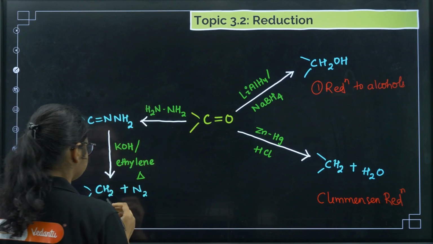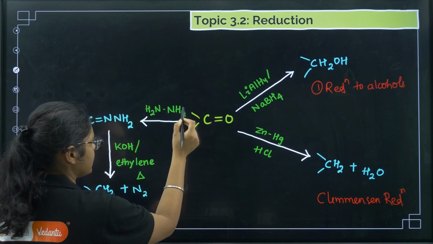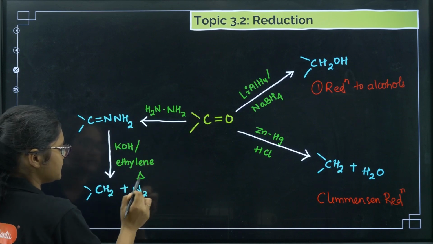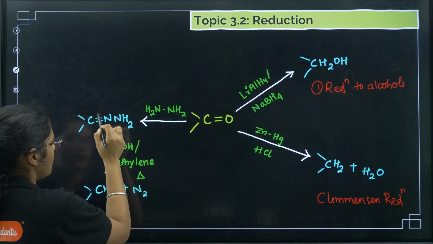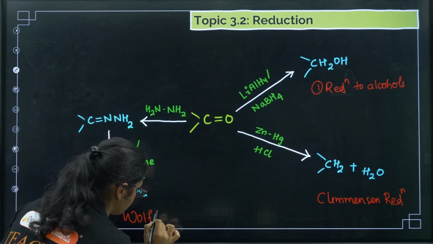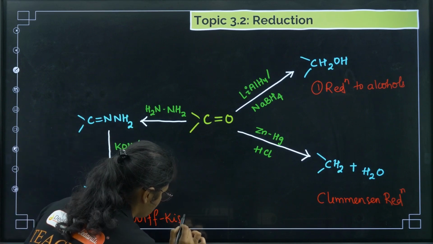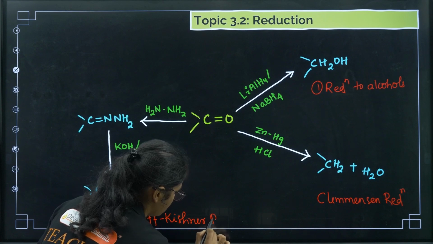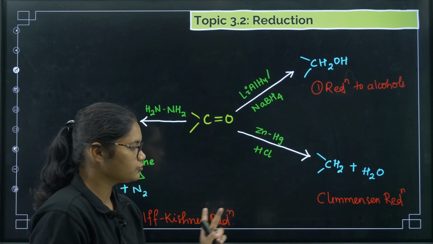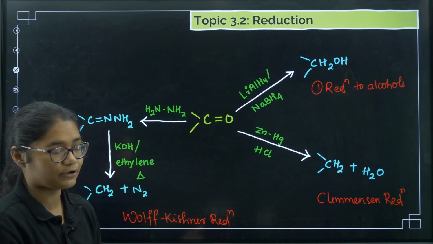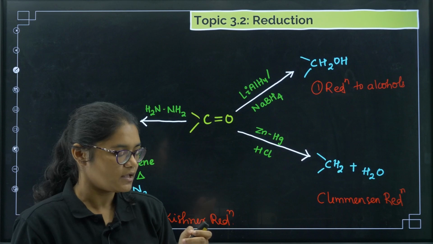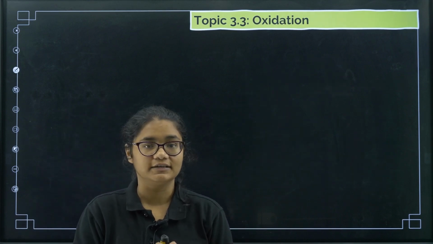Next, if you treat it with NH2NH2, first this is a formation of hydrazone. After that, KOH and ethylene glycol, this one will get converted to CH2. So this reaction is called Wolff-Kishner reduction. So we get two reactions for reductions to hydrocarbons, and this is the reagent for reductions to alcohols.